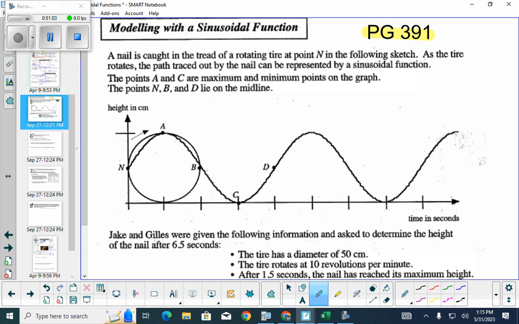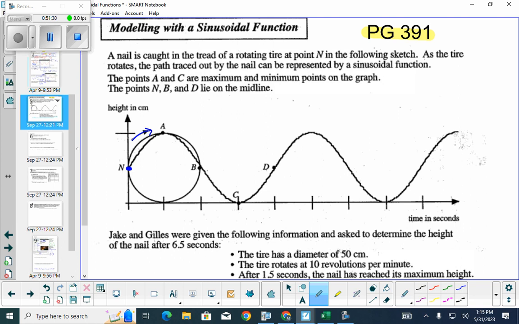Okay, so these ones are actually a fair bit of reading, but just read a sentence, put the number on the picture. Read the next sentence, put that number on the picture, and just keep going. So it says a nail is caught in the tread of a tire. So this is the nail right here. And the tire is going around in a circle. So that nail, it goes up, it comes down.